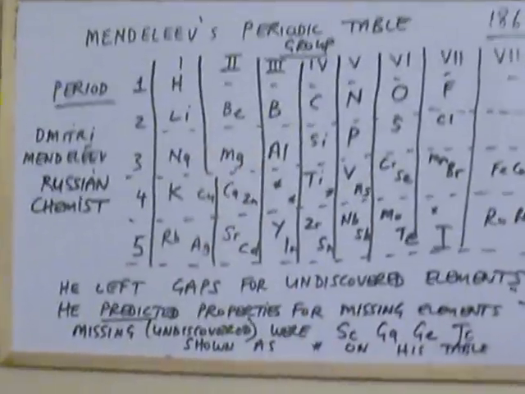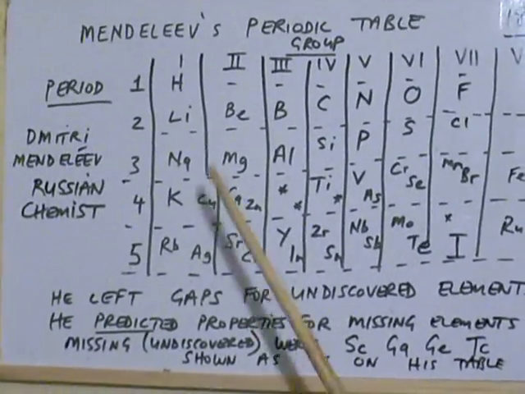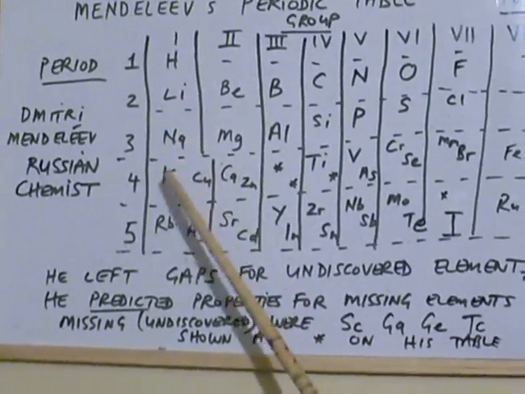There's a little story about the periodic table. We'll go back to the early 19th century. The German chemist Johann Wolfgang Dobereiner proposed triads of elements, that is, three elements that had similar chemical properties. For instance, lithium, sodium and potassium.